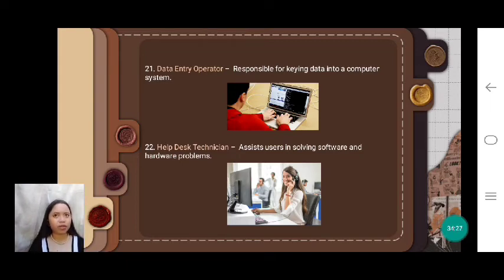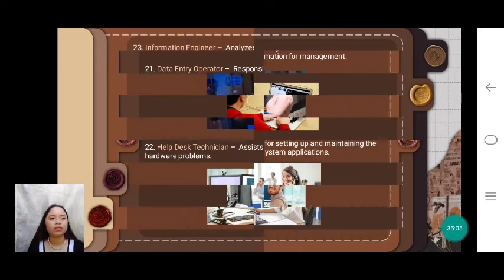And also, the help desk technician is the one who provides technical support and assistance, whether on the phone, in person, or remotely, related to computer systems, hardware, and software. Help desk technician responds to customer queries to provide technical assistance. So that's the work of the help desk technician. Let's go now on to the next number.